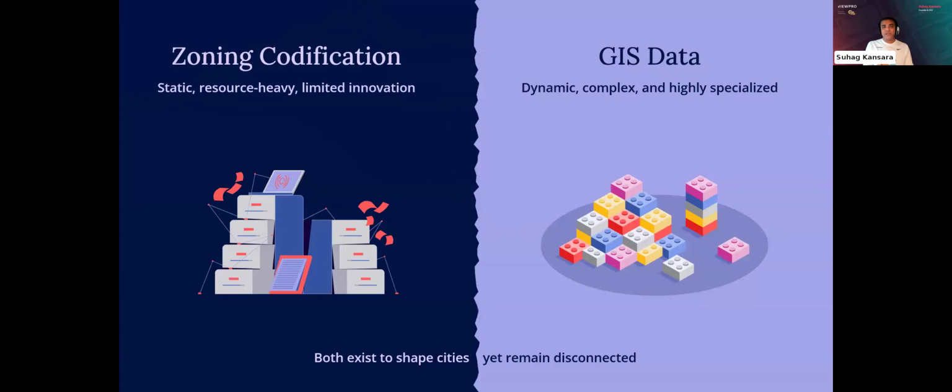The complexity is very different. On the zoning codification side, there could be a 400, 500, 600 page document. And if I look at the last 20 years since I've been in the industry, there's been very little innovation in how zoning codes are managed with the right planning-centric tools. On the right side, what we have is GIS information, which is primarily supported by Esri. It's highly specialized.